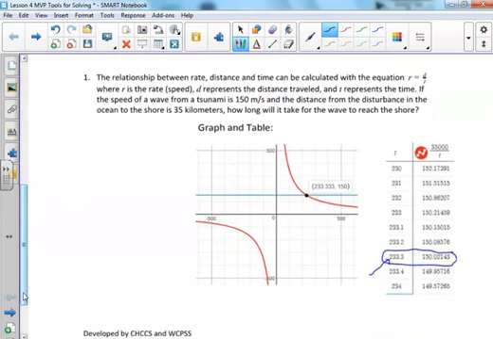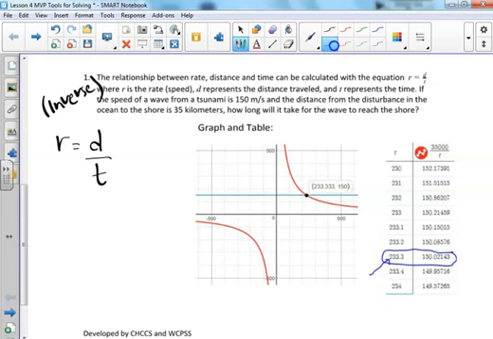We did use our graphing calculators or Desmos in class in order to come up with the graph or the table. In number 1, we are told that the relationship between distance, rate, and time can be calculated using the formula R equals D divided by T. Recall that this is in the form y equals k over x, so this is an inverse variation function. R, we are told, is the rate or speed, D represents the distance traveled, and T represents the time.